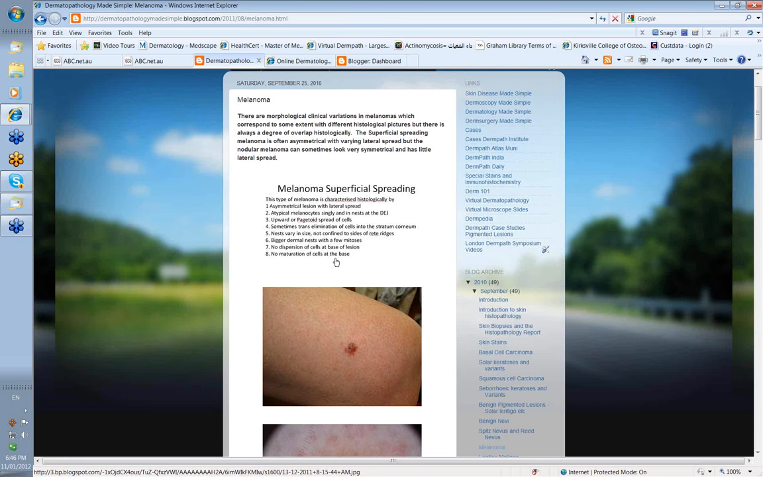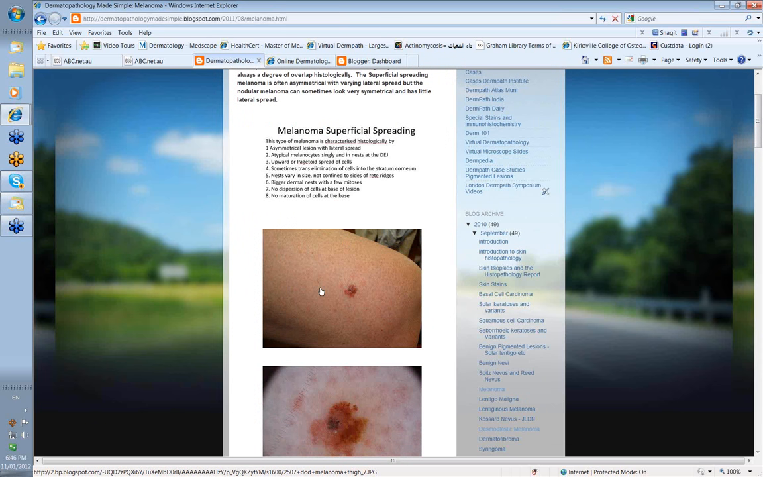And you'll often get those mitoses at the base. So you've always got to give a specimen, not a shave that's going to go through a pigmented lesion, but one that's going to at least give the base for the pathologist to examine. So that's an overview. Let's have a look at some of the pictures of a superficial spreading melanoma.